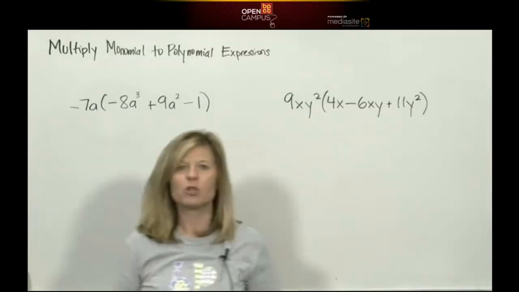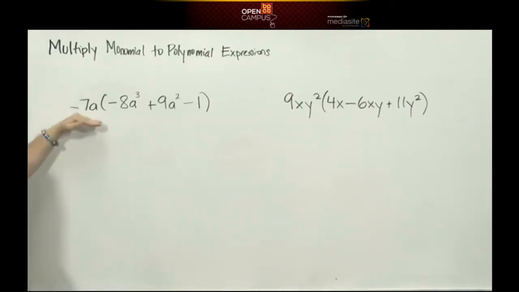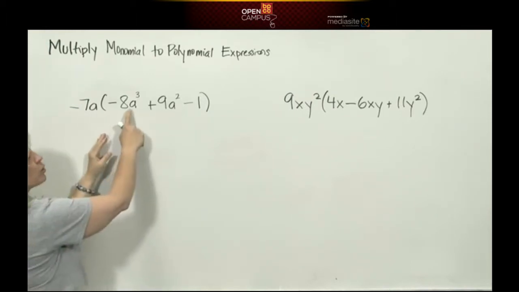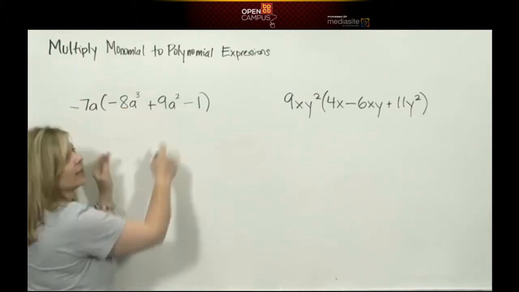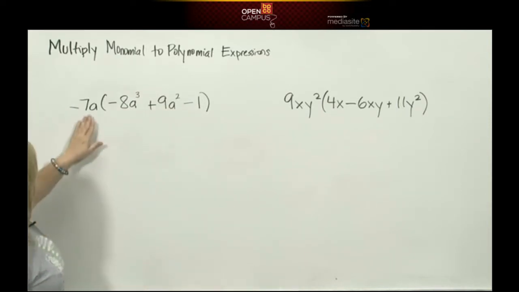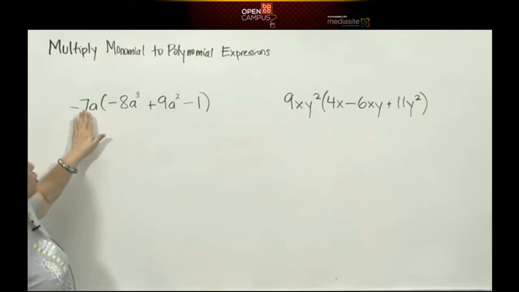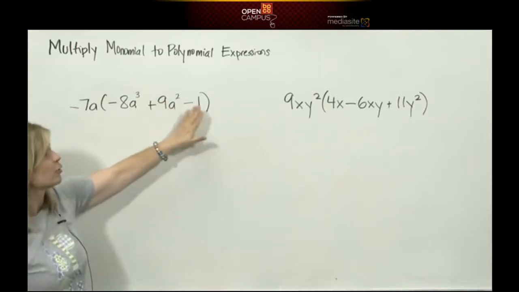Okay, everybody, let's multiply a monomial to a polynomial expression. If you look here, here's your monomial, negative 7a. Here is your polynomial because you have many terms, 1, 2, 3. That's technically called a trinomial. We know when we have a monomial on the outside of a parentheses, that means to distribute, to multiply this term to all the other terms.